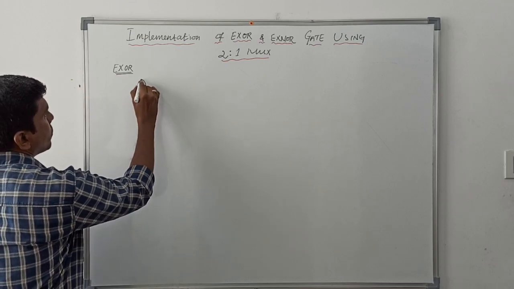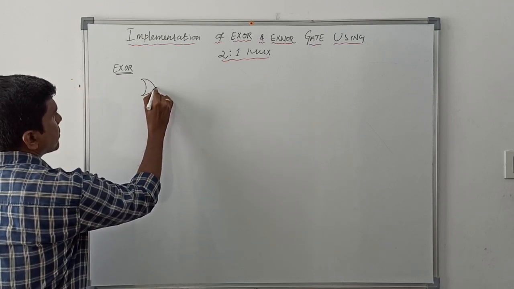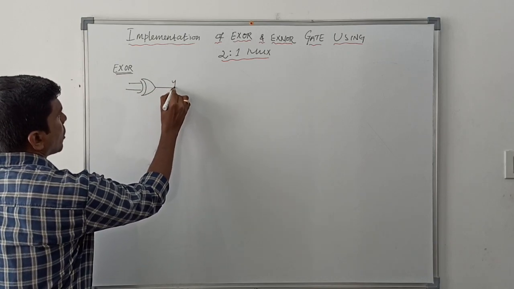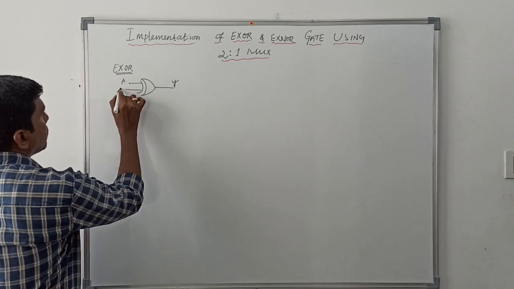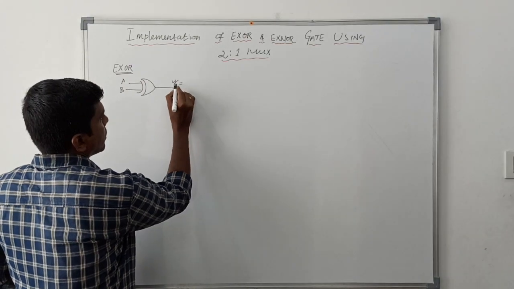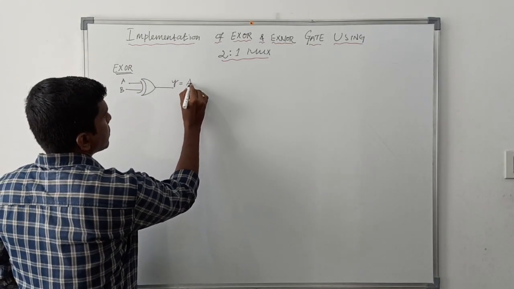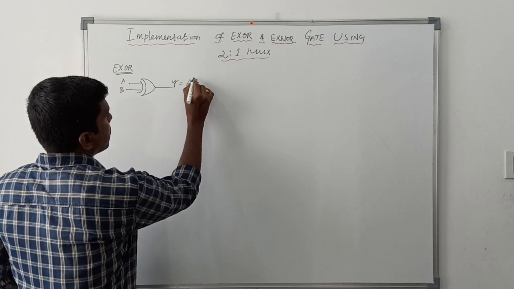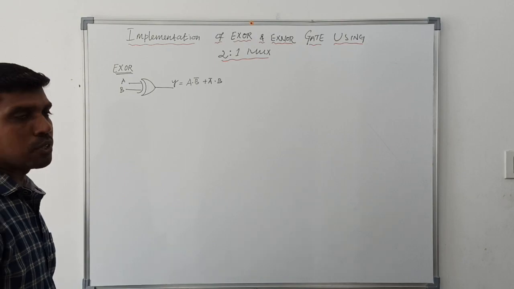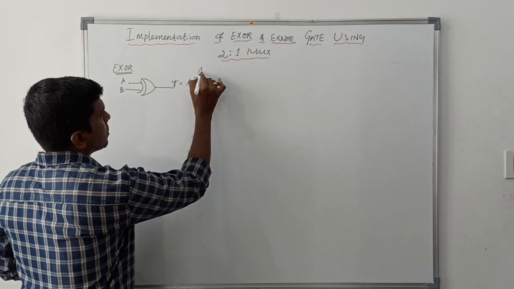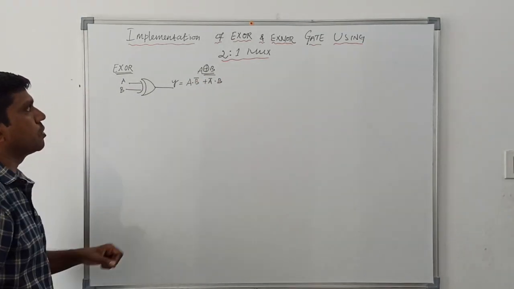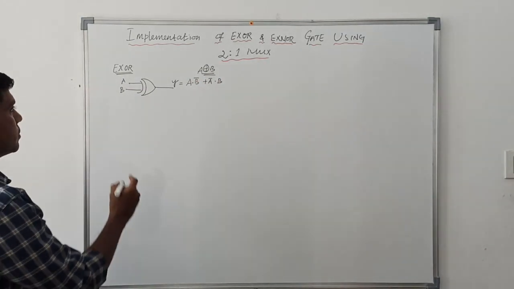I draw the symbol of XOR gate. It has 2 inputs and 1 output, A and B. These two variables are considered as input variables. Y is the output. The corresponding Boolean expression is A dot B bar plus A bar dot B. So it's the Boolean expression for XOR gate. It is simply written as A XOR B, the abbreviated form of the XOR expression.